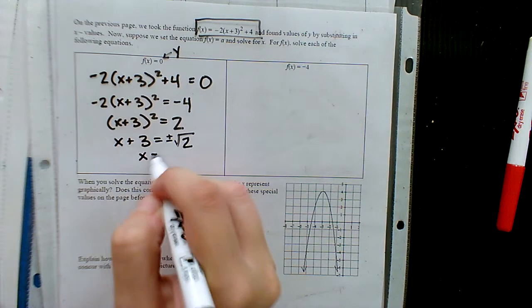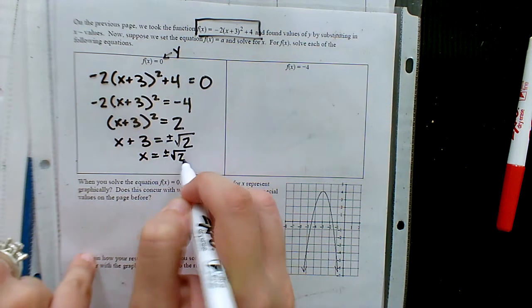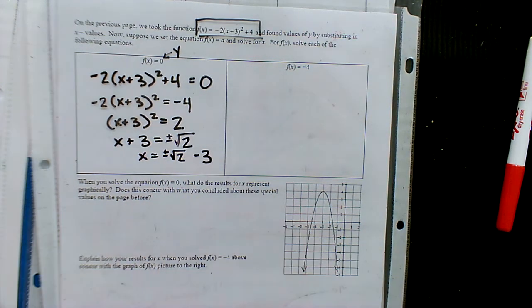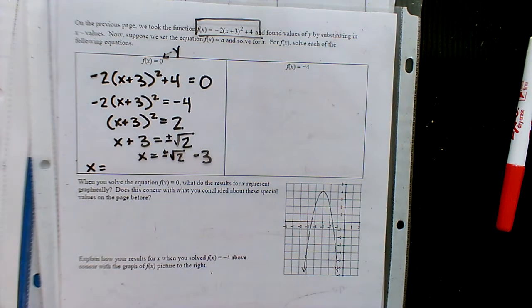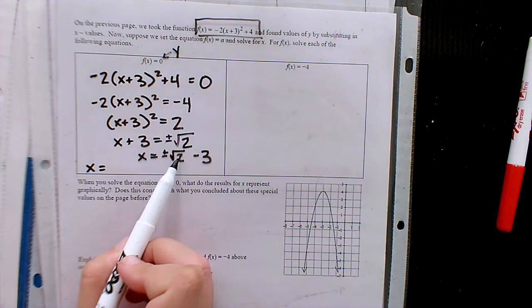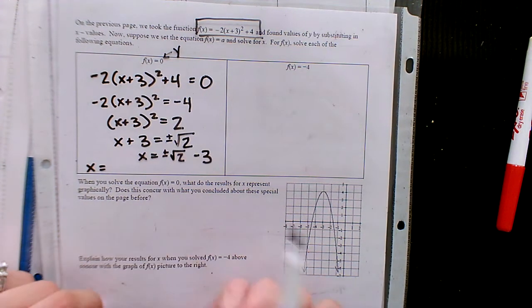Lastly, we can subtract the 3 over. So we have exact answers right here. Okay, notice how there's no decimals, no fractions, exact answers. If you want to get a decimal answer, we can type that into our calculator. And we should actually get two answers because we can use either the positive square root value or the negative.